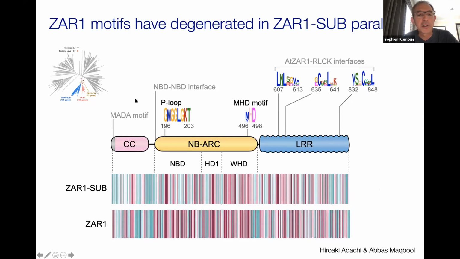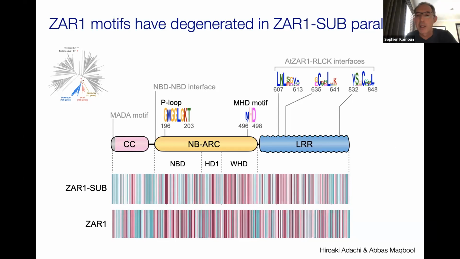And also these features like the MADA motif is gone, the MBD interface is different. The RNA-seq binding interface is also degenerated. So what we think has happened here is that ZAR1 sub has basically diverged functionally from ZAR1, neo-functionalized, I guess. Perhaps it's guarding a different type of proteins, maybe effectors directly, maybe another family of guardies, but it's certainly unlikely to be able to cause a cell death on its own because the MADA motif is gone. So probably ZAR1 sub became sensors.